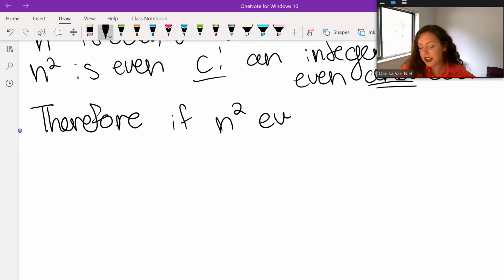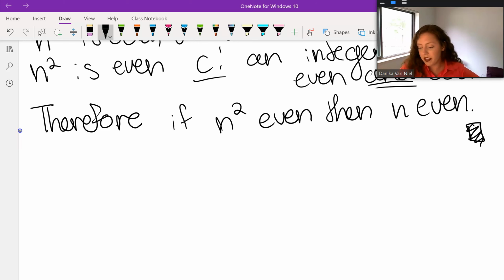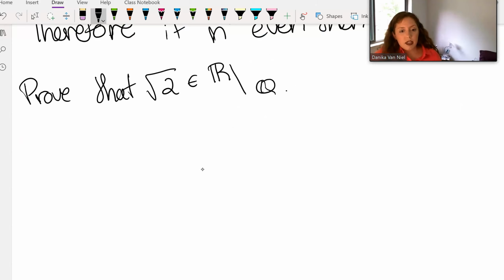Therefore, if n squared is even, then n is even. Woohoo! We proved it! Boom. Okay. So, it is actually true that n is even if and only if n squared is even. Similarly with the odd. Okay? All right, this is our next example.